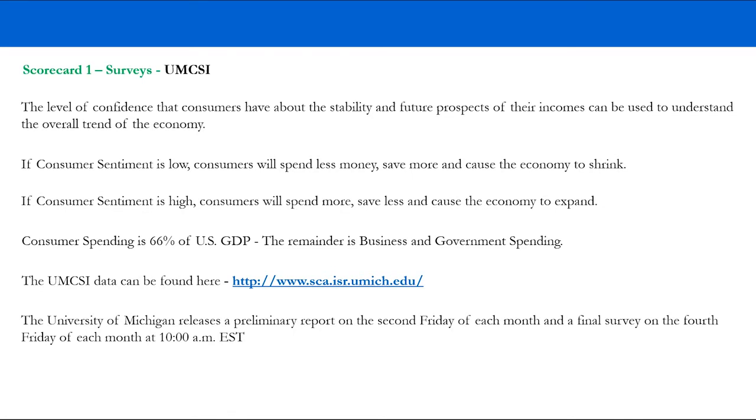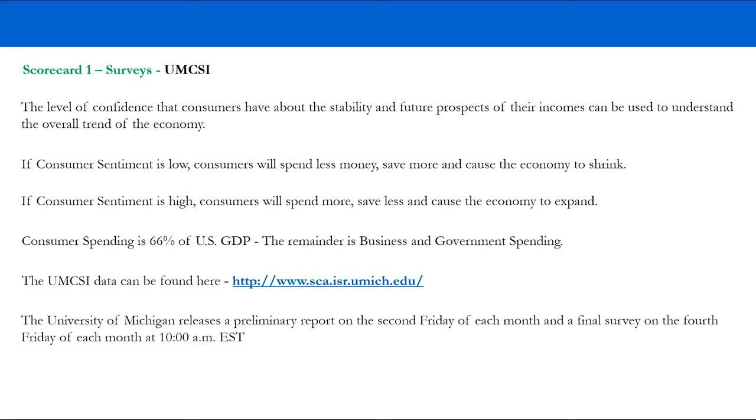So for example, if consumer sentiment is low, it basically means that consumers are likely to spend less money and save more and cause the economy to shrink. So if it's high, consumers will actually go out and spend more, save less, and cause the economy to expand. Because if they're feeling confident about the future prospects of the economy, they're expecting to be earning or making more money in the future. Therefore, they don't mind spending money now, they'll spend more.